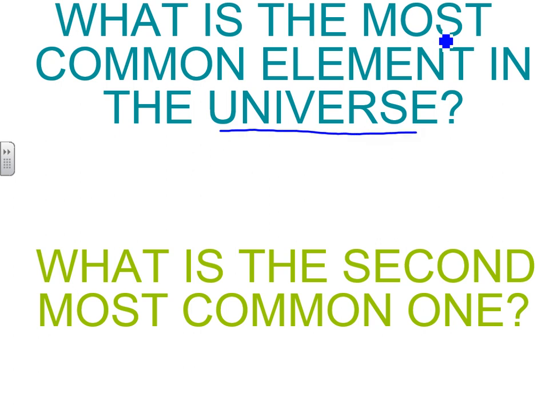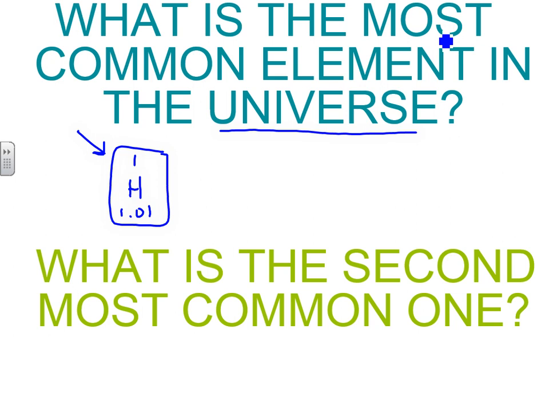And you guessed it, it's the very first element on the periodic table, hydrogen. Hydrogen is element number 1, and it is actually the first element, and it's the most common element. So it's number 1 on the periodic table and in the universe. Most of the stars are actually made of hydrogen.